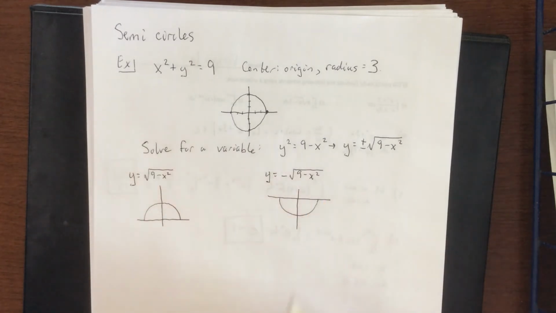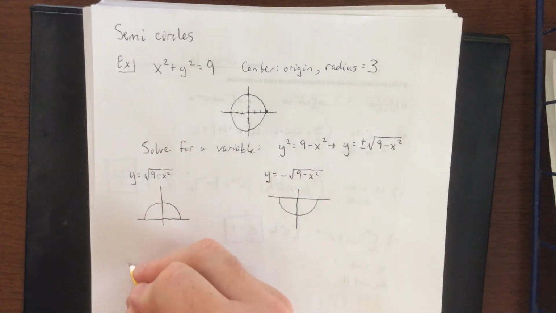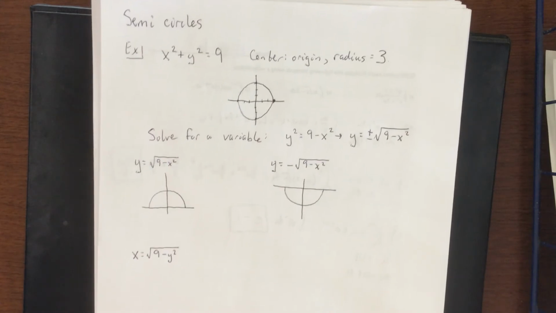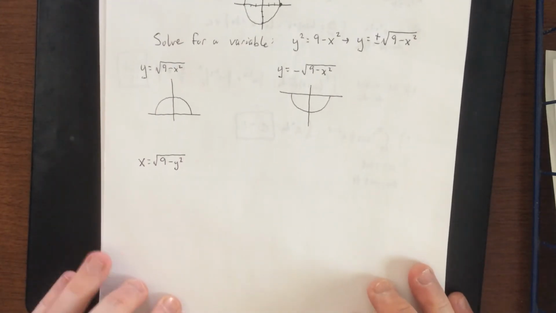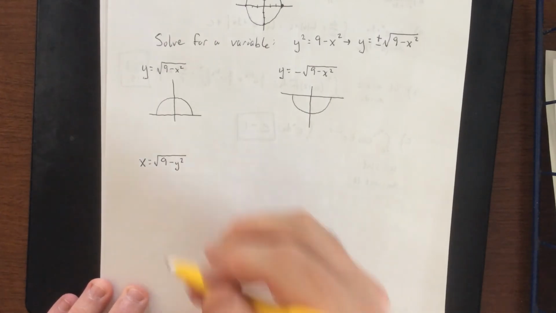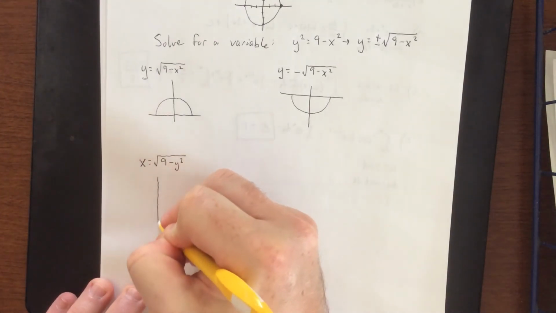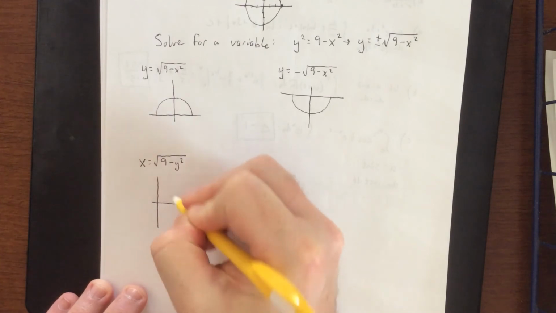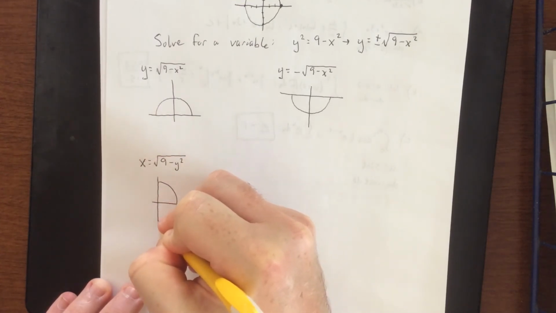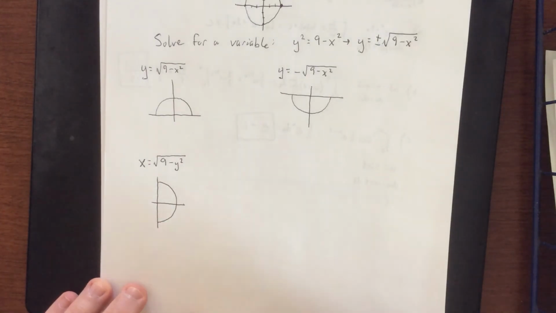Now with that in mind, if we decided to solve for the x variable instead, we would get a very similar expression. It would be x is equal to plus or minus the square root of 9 minus y squared. I'll let you try that algebra out for yourselves. In this case, we're saying that the x values would have to be positive since we're dealing with only the positive square root. X is positive in quadrants 1 and 4. Therefore, we would be talking about the right half of the circle.